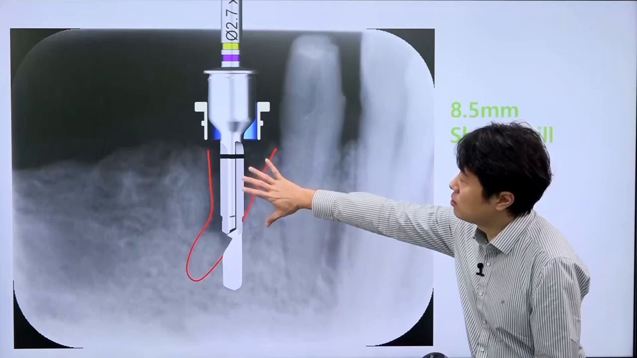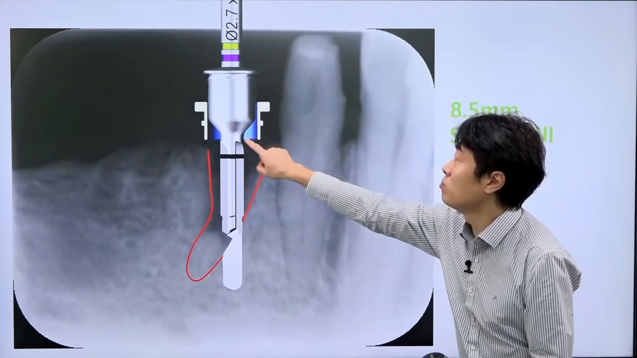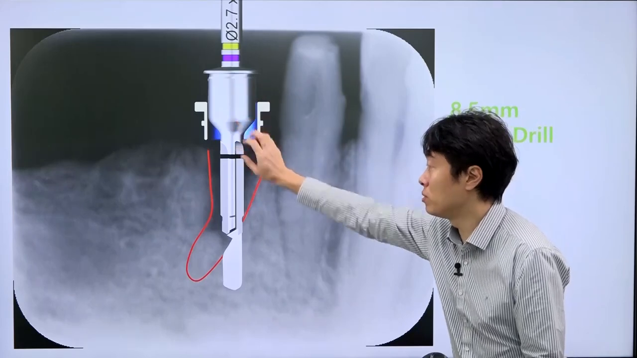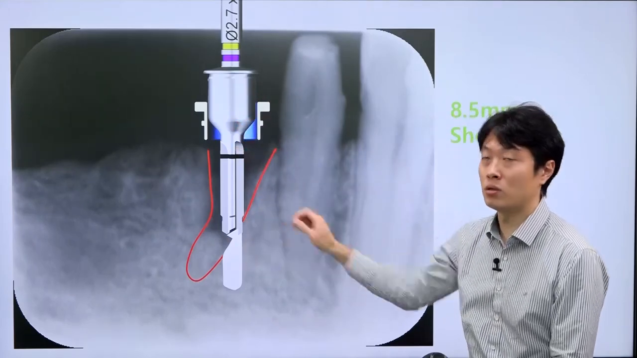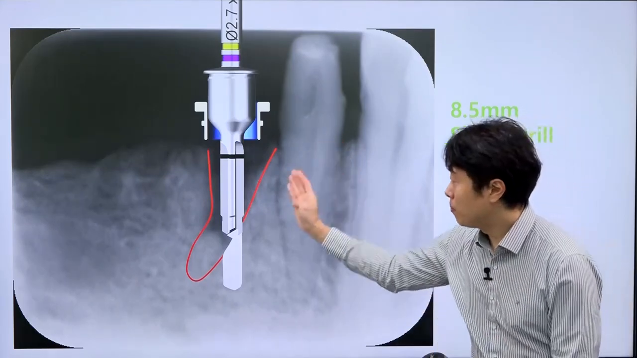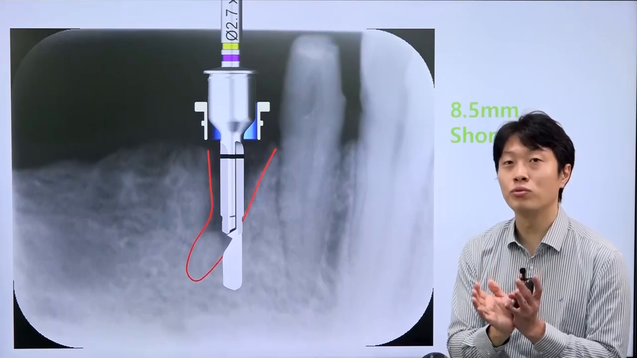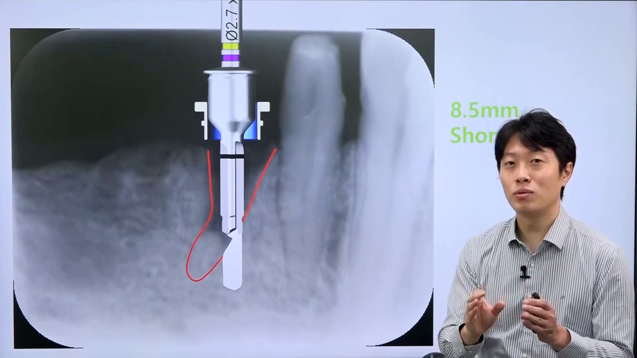So in this case, if you use a short drill first, the guide is accurately guided and drilled at the same time. So in areas where it's easier to slip and requires higher precision, drill sequentially from a short one to increase precision.